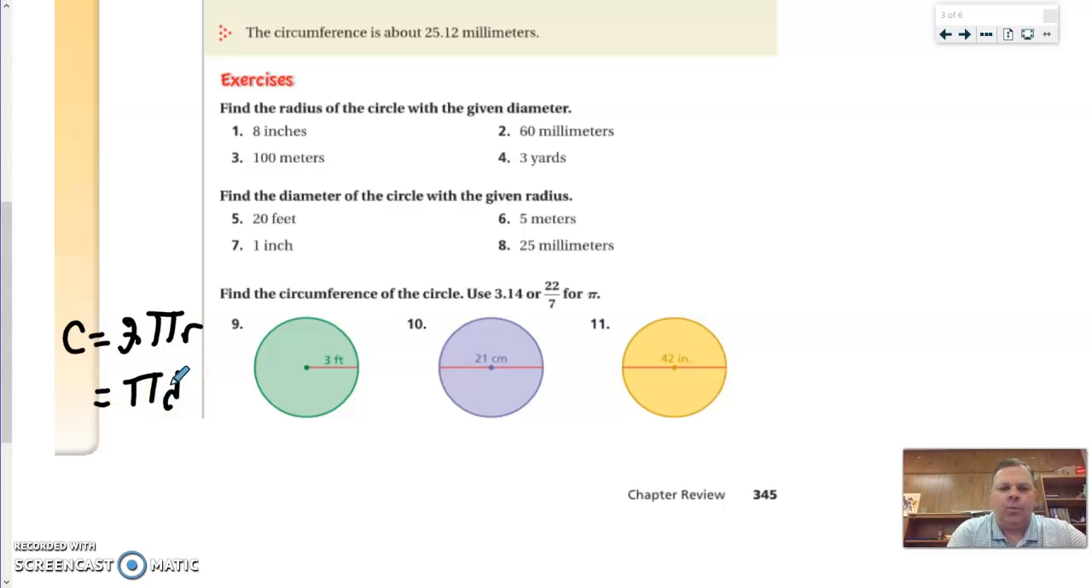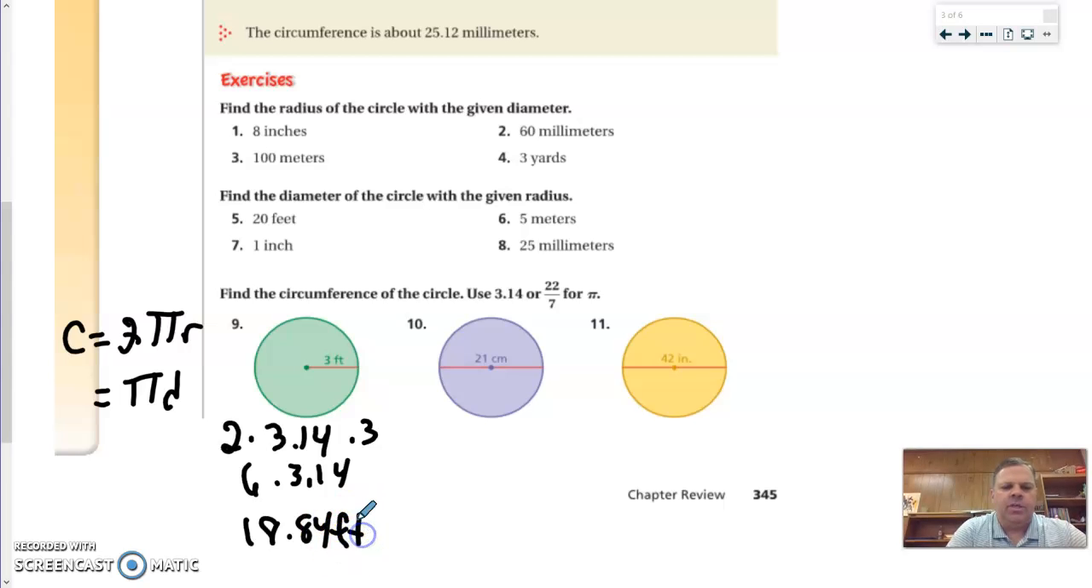This formula will be circumference equals either 2 pi r or it equals pi d. In our first example, we can take 2 times 3.14 times 3, and we will get 6 times 3.14, which is 18.84. Remember to label this. This would be feet. We are going to skip to number 11.